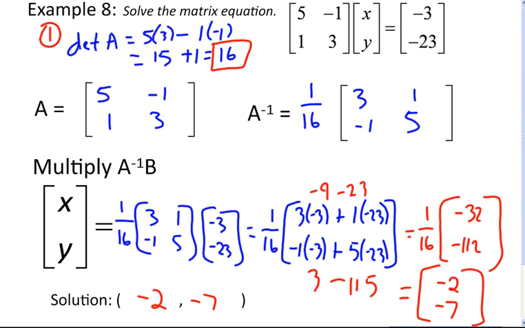What you don't want to do is multiply the determinant, or the outside scalar, by the matrix. What you want to do is multiply A inverse, which is here, times B. B, they call it the constant matrix. So once you do that, you're going to multiply A inverse times B, then you're going to get 1/16 times -32 over, and then -112. Then you multiply each term by the scalar at the end, and you end up with the solution -27.